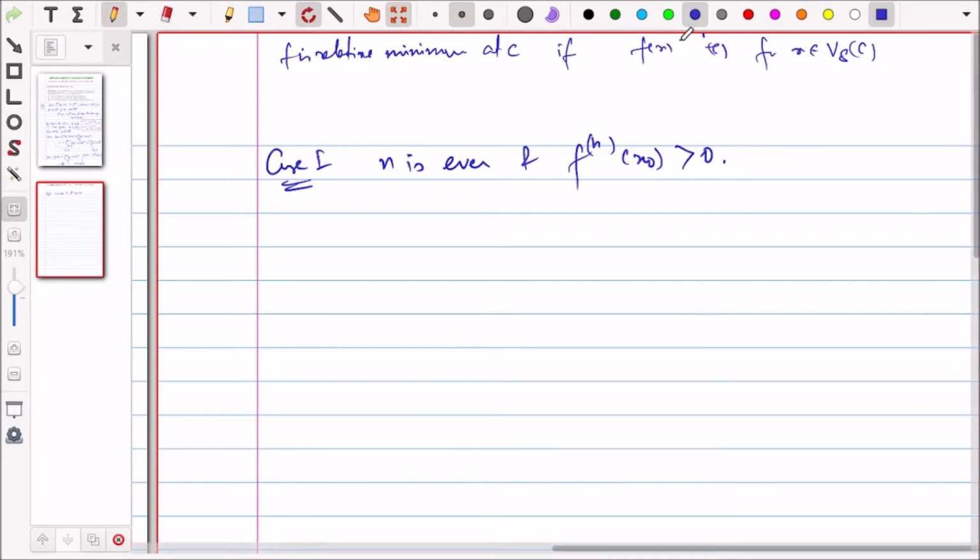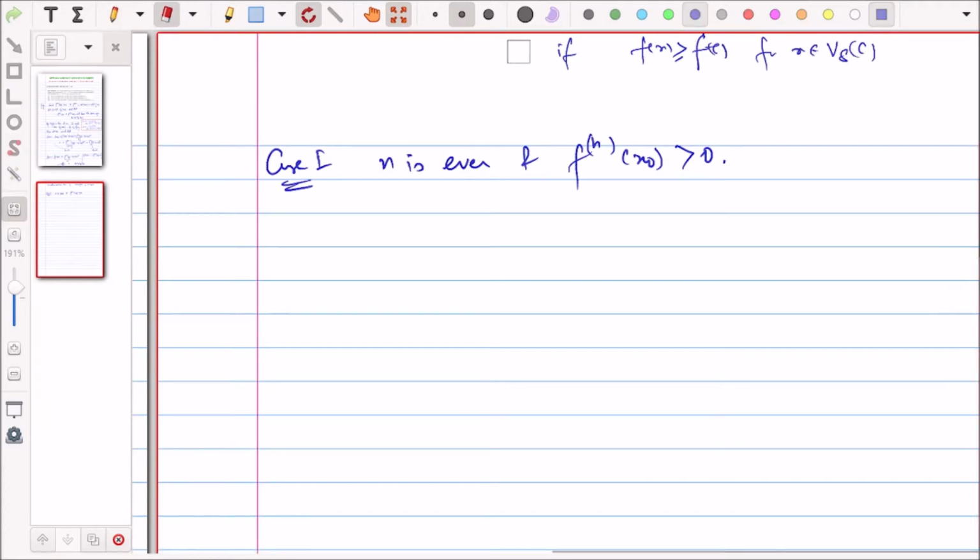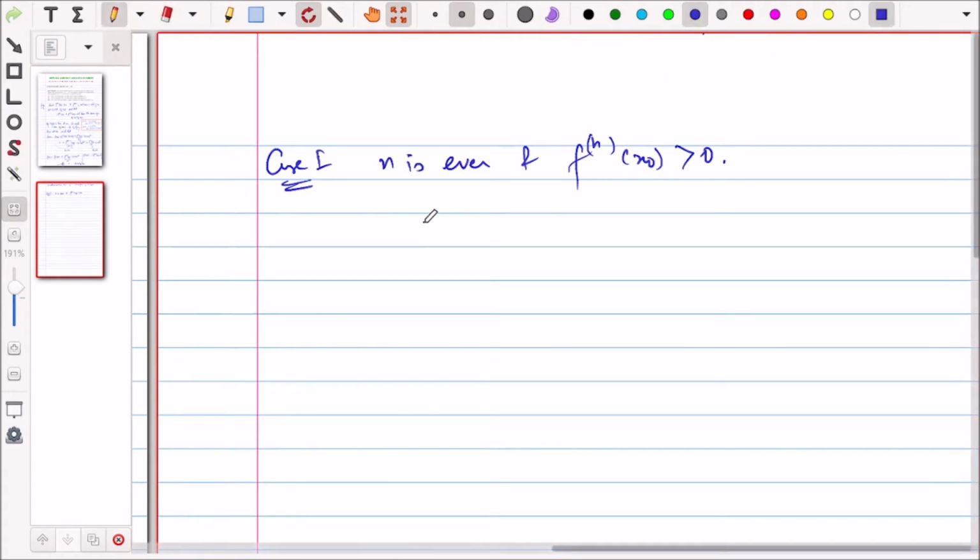Okay, we are talking about relative minimum. So we have to show that f(x) is greater than or equal to f(x_0) for all x belonging to V_delta of x_0. So how will you get that?